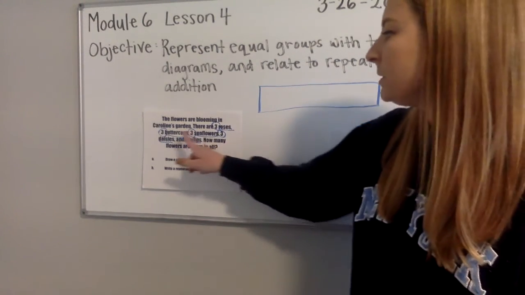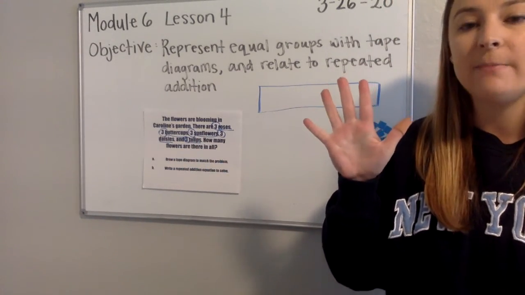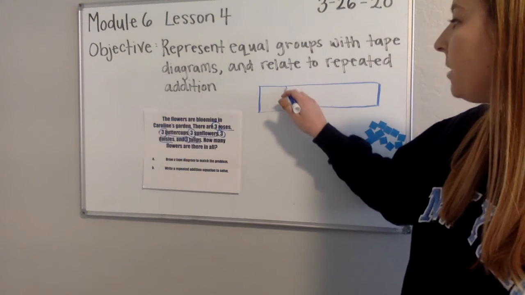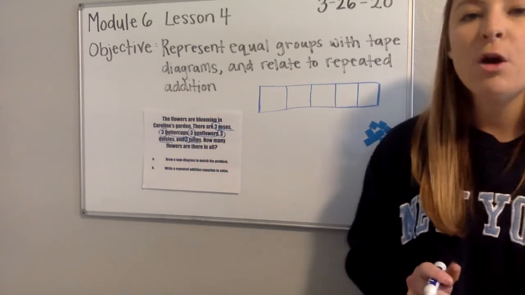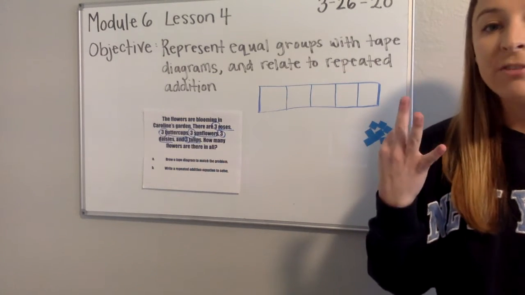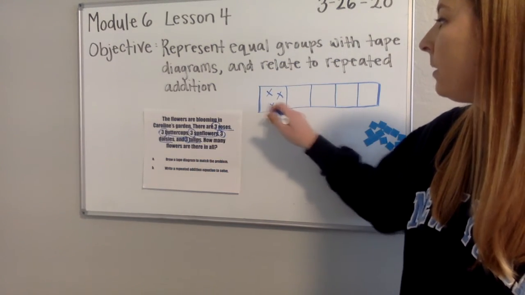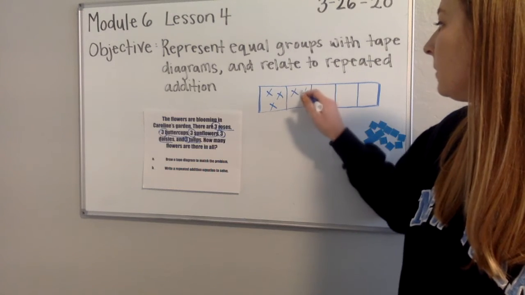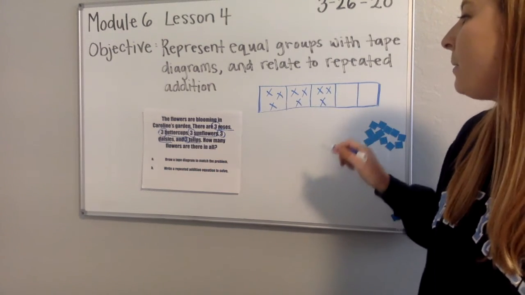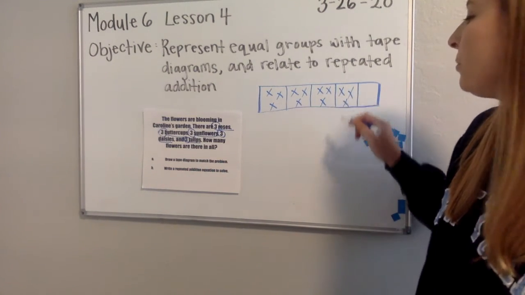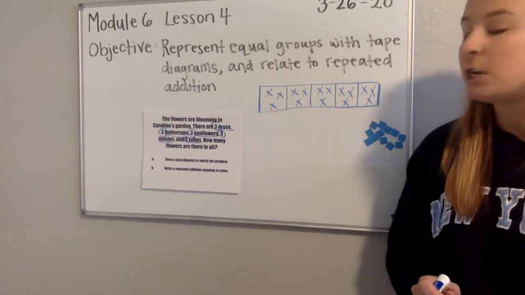I know that there are roses, buttercups, sunflowers, daisies, and tulips. Caroline's garden has 5 different types of flowers. So I'm going to split my tape diagram into 5 different sections. I know that out of the 5 flowers, she has 3 flowers of each type. So within each section, I'm going to show the 3 roses, the 3 buttercups, the 3 sunflowers, the 3 daisies, and the 3 tulips. I've finished part A.